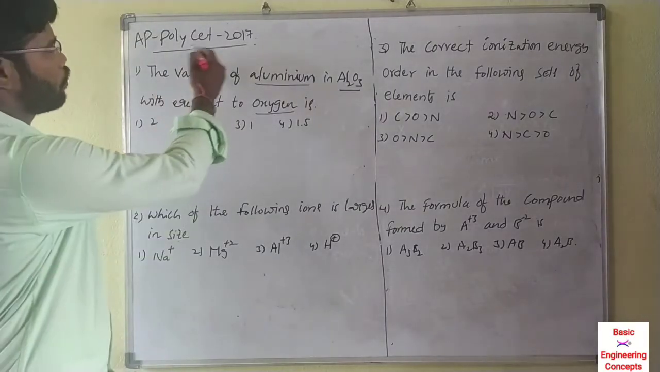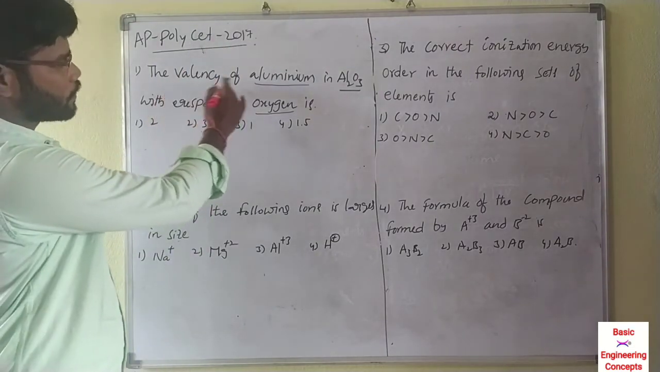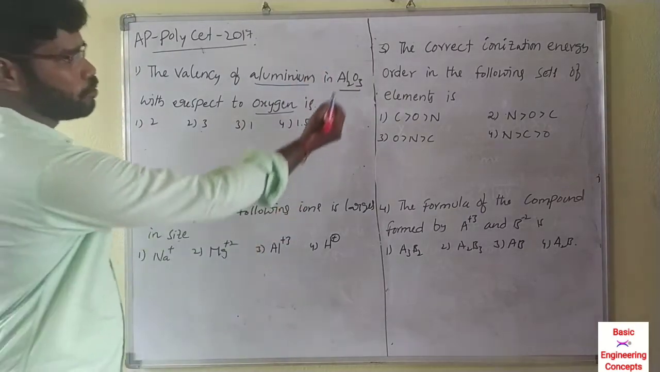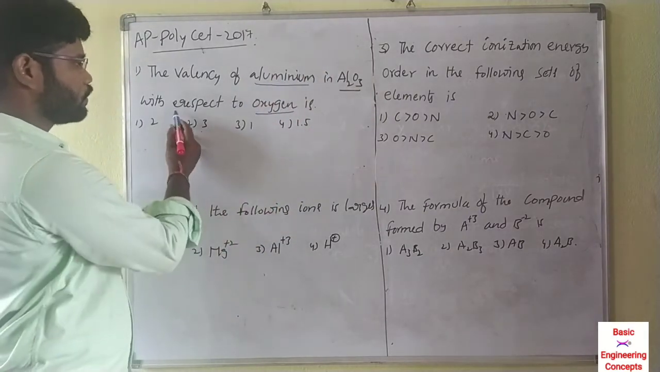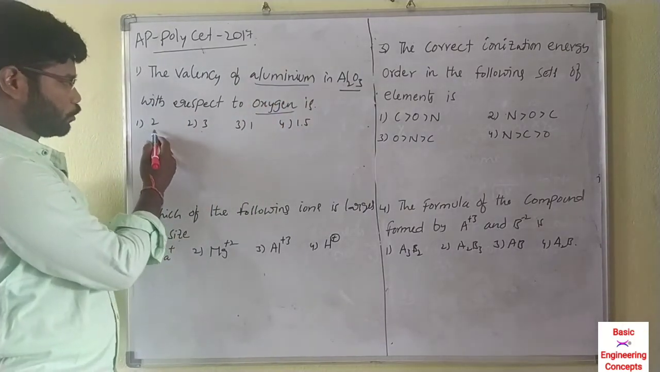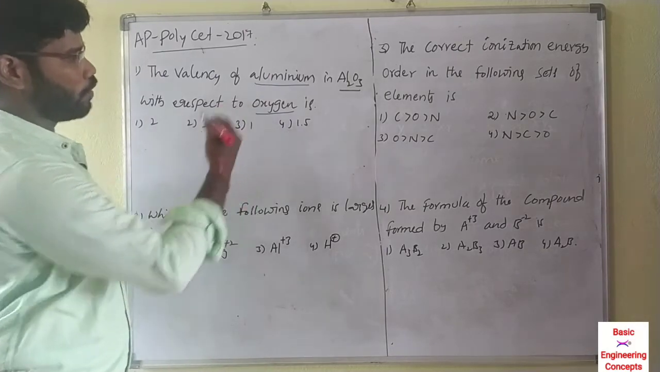Next, AP Polyset 2017 model paper. The first question: the valency of aluminum in Al2O3, aluminum trioxide, with respect to oxygen is. Option 1 is 2, option 2 is 3, option 3 is 1, option 4 is 1.5.